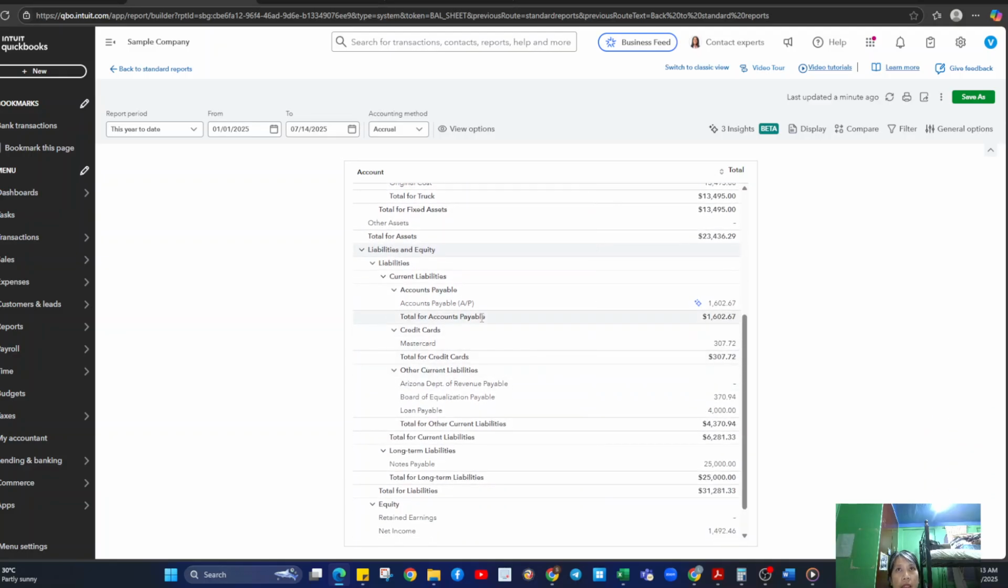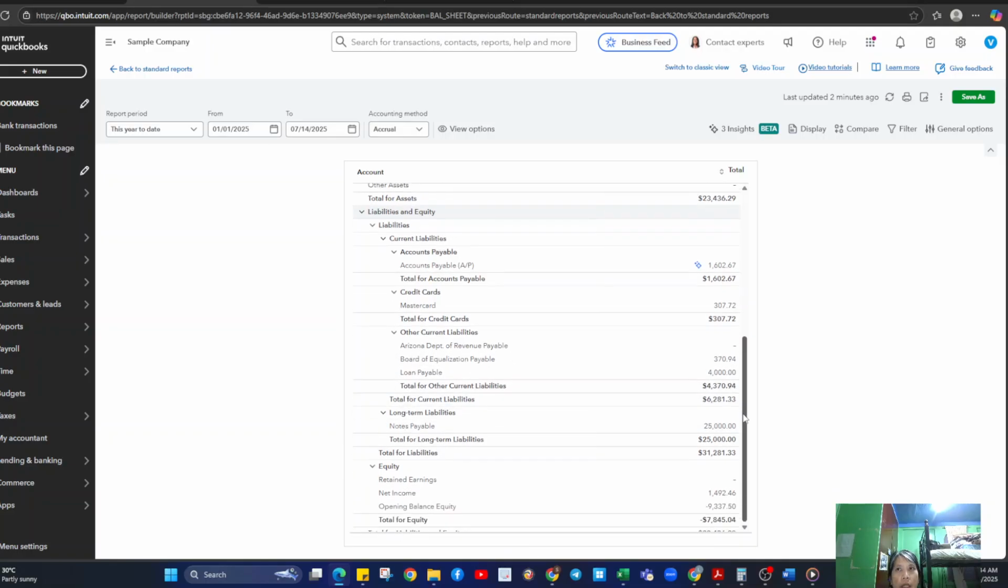Now here, accounts payable, that means we have accounts due to our vendors, the MasterCard, board of equalization payable, and loans payable, loans and notes payable.